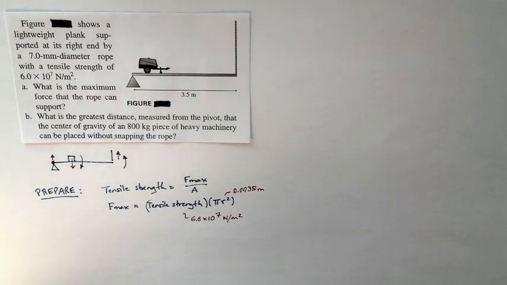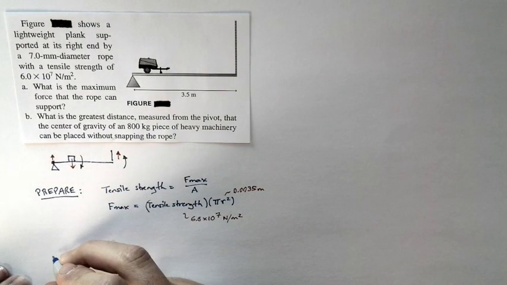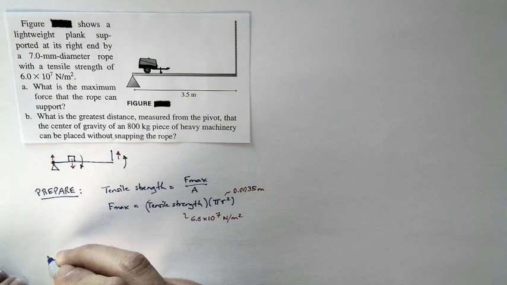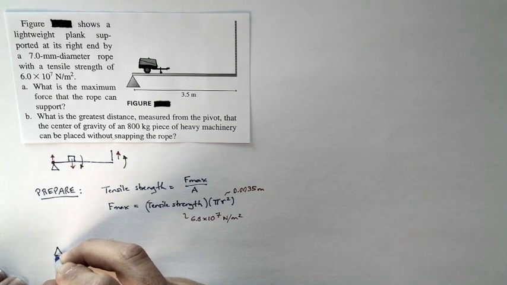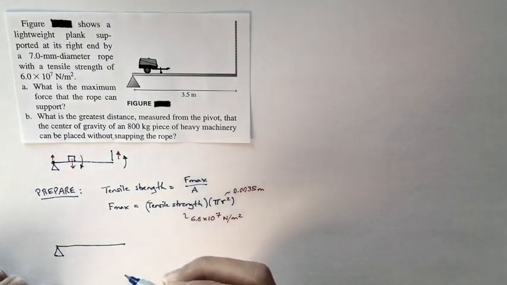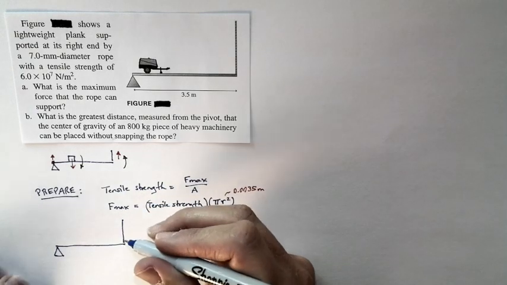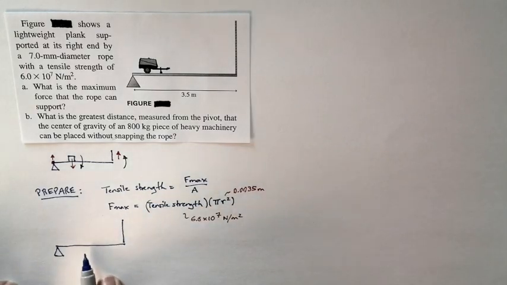Now for the next phase, let's think about the plank. Okay, now the plank situation looks like this. There's a little fulcrum right here. The plank goes like so. We're told that the plank is lightweight. By lightweight, let's assume that we mean massless. And so we don't have to worry about the center of gravity of the plank. We don't have to worry about the force due to that.